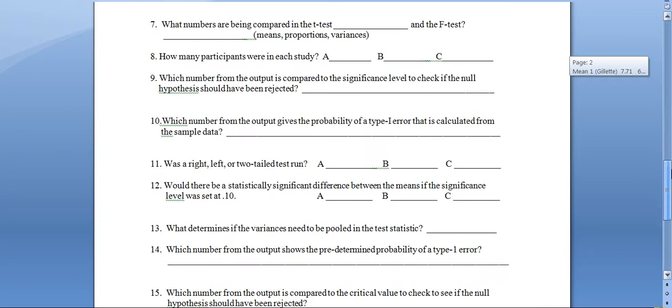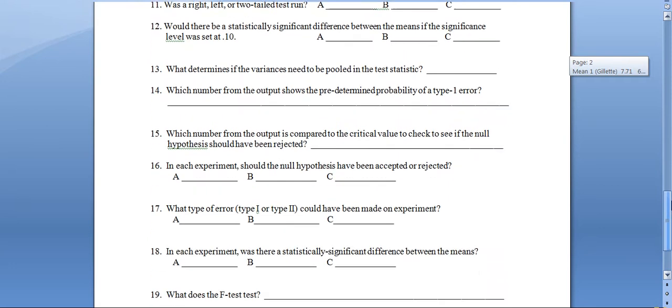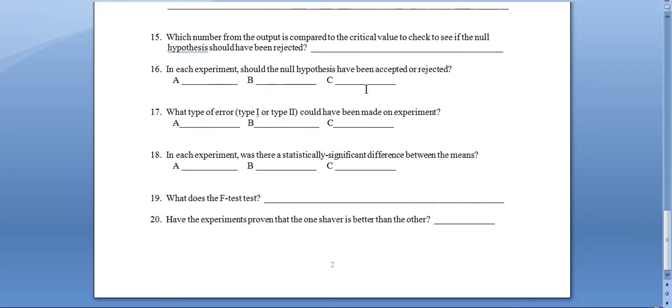Can you manipulate the results of some studies by changing the level of significance? Was there a statistically significant difference between means? Okay, we got that. What determines if the variances need to be pooled? Well, that's the f-test, if the variances are significantly different. What number from the output shows the predetermined probability of a type 1 error? And what's compared to the critical value? So these 3 right here are pretty much asking the same things in different ways.